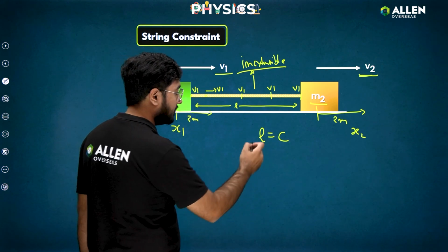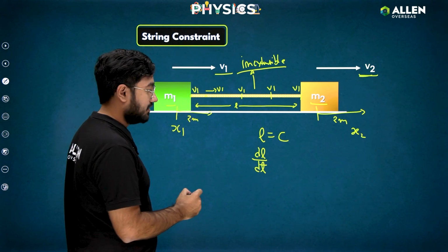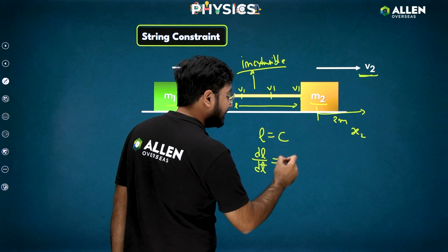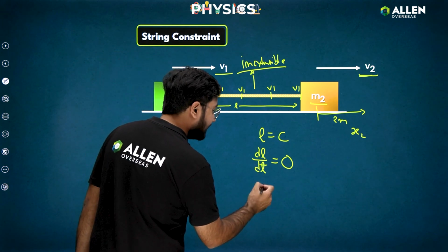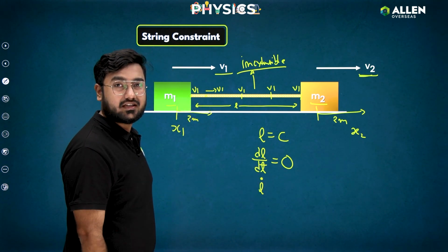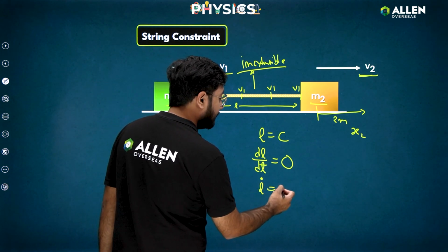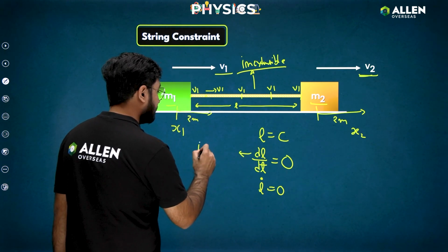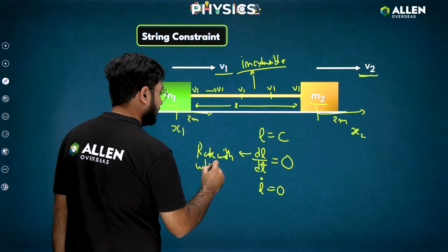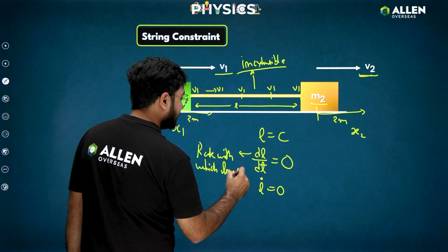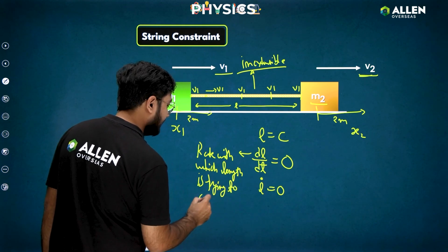Differentiate this thing. So the rate with which the length is changing, this thing is equal to constant. Differential of a constant is 0. I will be writing this thing as L dot. This is a Newtonian shorthand generally we use for differentials. So L dot is equal to 0. So this is the rate with which length is trying to change. It is not changing.